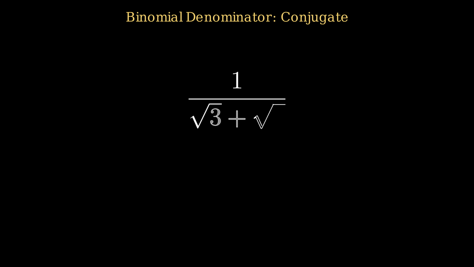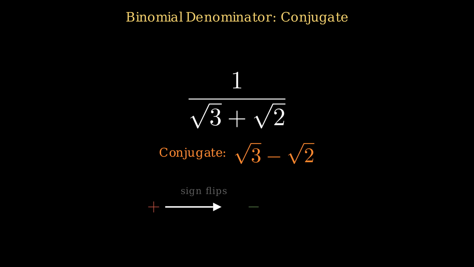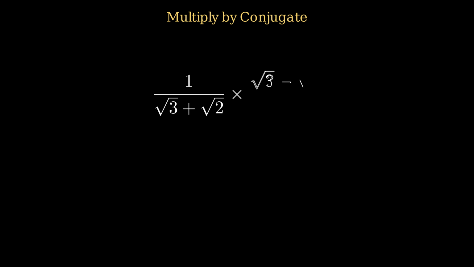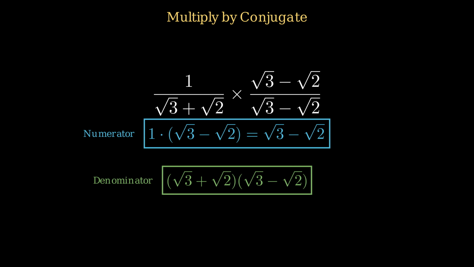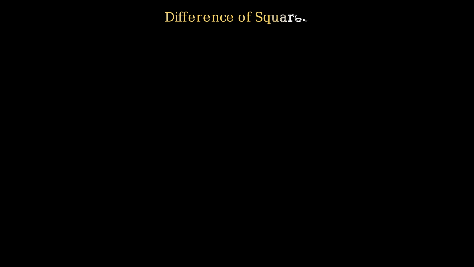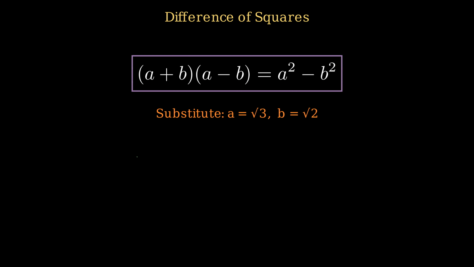For binomial denominators like root 3 plus root 2, we use the conjugate. The conjugate swaps the sign between terms. We multiply numerator and denominator by the conjugate, root 3 minus root 2. The numerator is root 3 minus root 2.